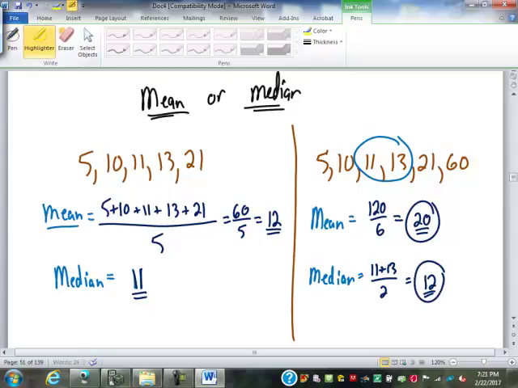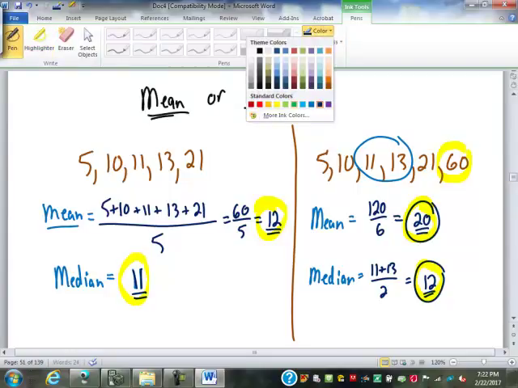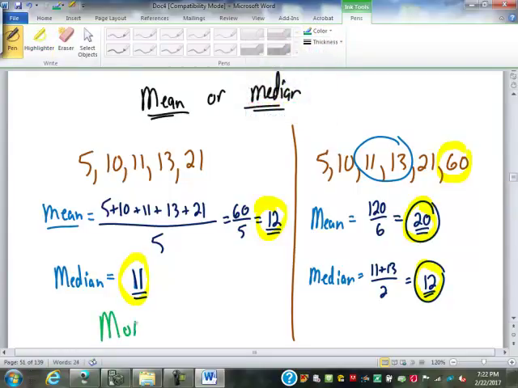You can see here the mean, because of that one really large value, we call that an extreme value, the mean jumped from 12 up to 20. The median only went from 11 to 12. The median is what we call more stable. It doesn't change as much when we have extreme values, either really large or really small values. Because of that, statistically, we consider the median to be a better number.